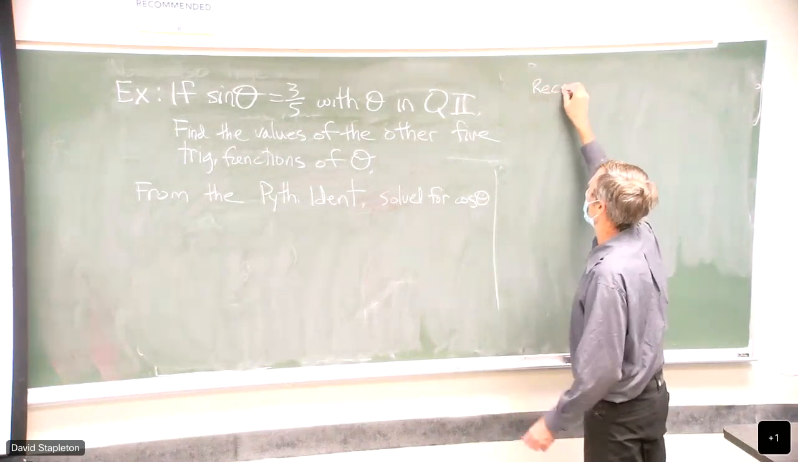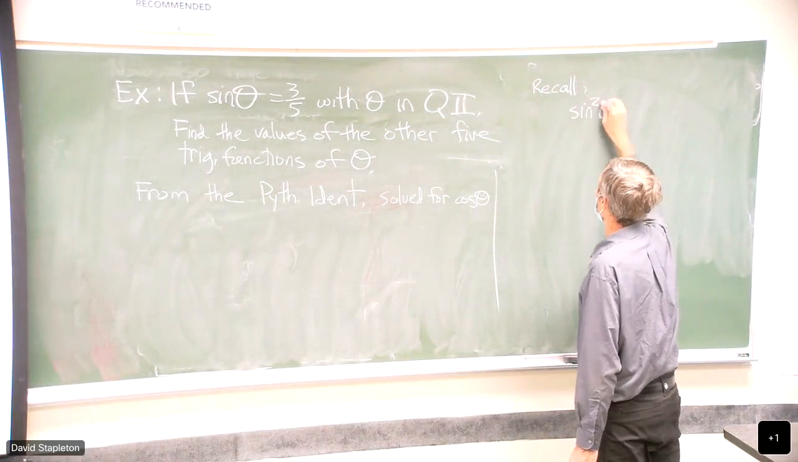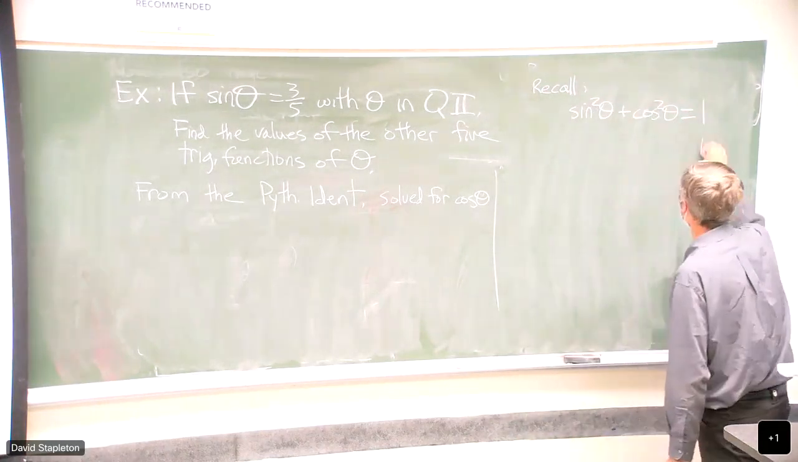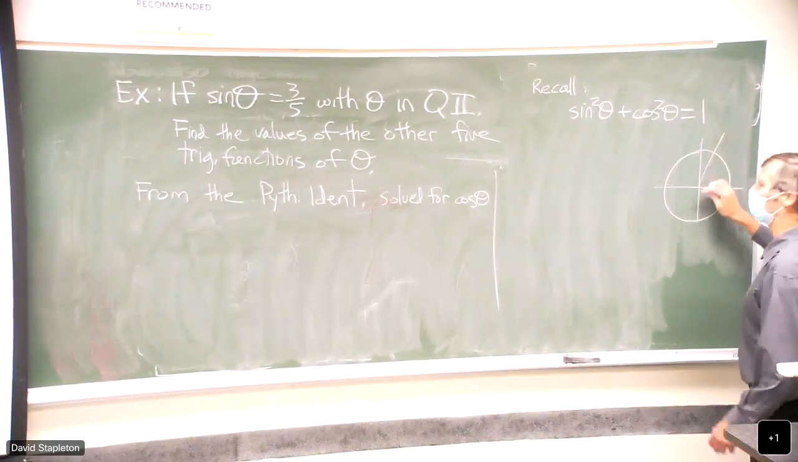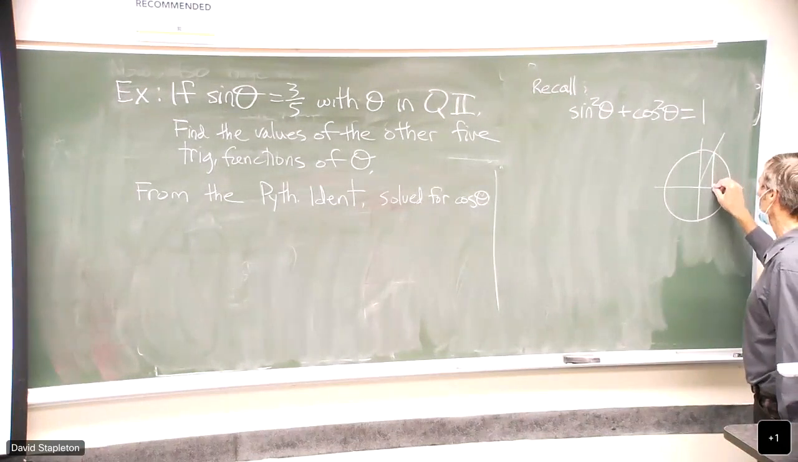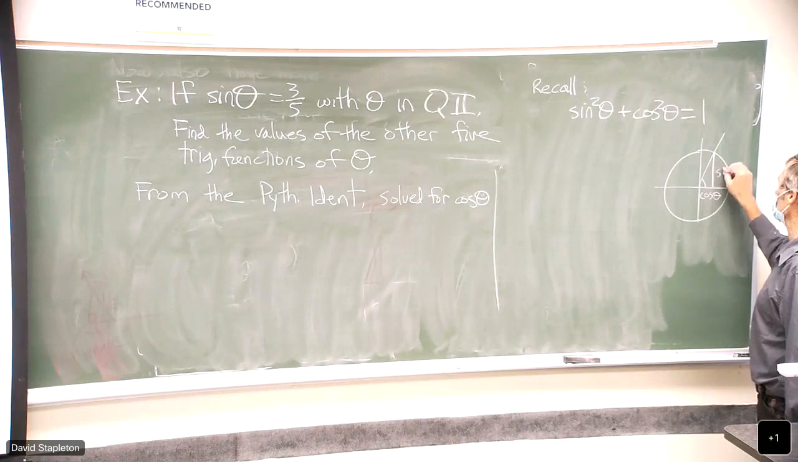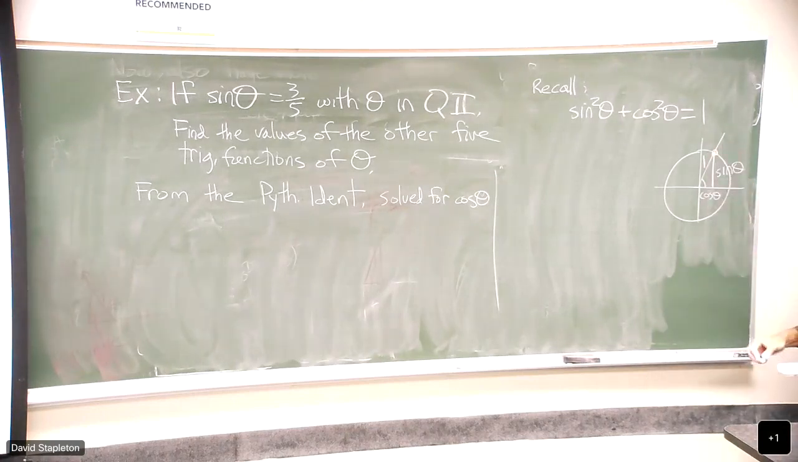Just say recall, this is an aside, you don't have to write it again if you don't want. The Pythagorean identity was sine squared plus cosine squared equals 1. That's called the Pythagorean identity because it comes from the Pythagorean theorem, right? If you draw any angle, I'll draw in the first quadrant for simplicity, but it works in every quadrant. And you put cosine theta as the x coordinate and sine theta as the y coordinate, and this is 1 because it's a unit circle, right?